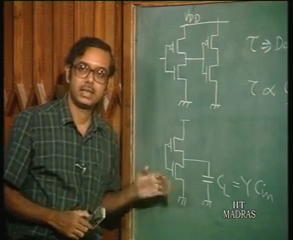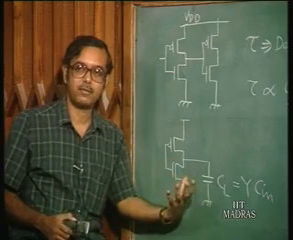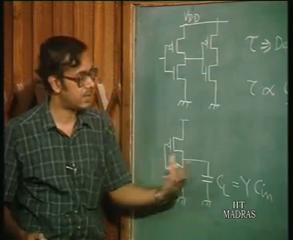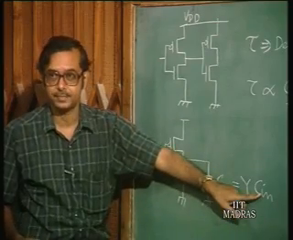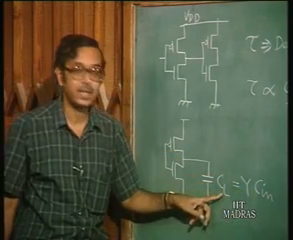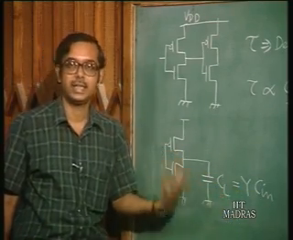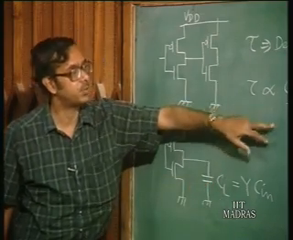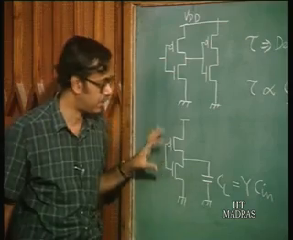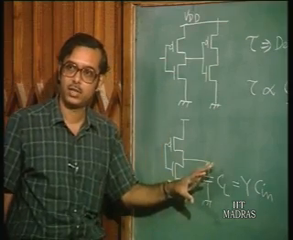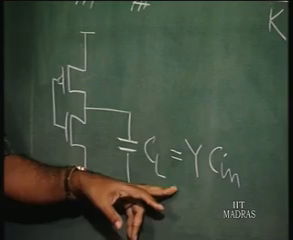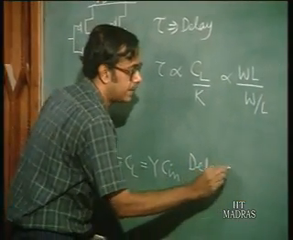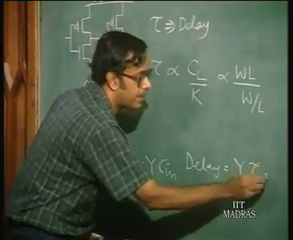What has happened is the capacitance has gone up by a factor Y. So, if the delay is tau for driving a capacitance equal to Cin, if you are driving a capacitance CL, obviously the delay is going to be Y times tau, because the delay is proportional to CL by K. K remains the same, you are the same inverter driving a load. So, in this case the delay is going to be Y times tau.